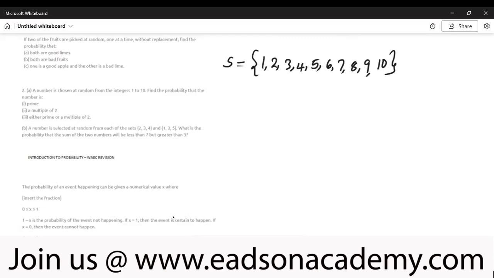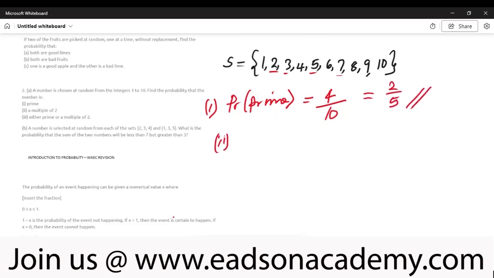How many of these numbers are prime? 2 is prime, 3 is prime, 5 is prime, 7 is prime. Therefore, the probability that a number chosen at random is prime will be the number of primes in this sample space divided by the total number in this sample space. So let's count how many primes we have here: 1, 2, 3, 4. 4 over the total number in the sample space, which is 10. Reducing the fraction, 2 into 4 is 2, and 2 into 10 is 5.